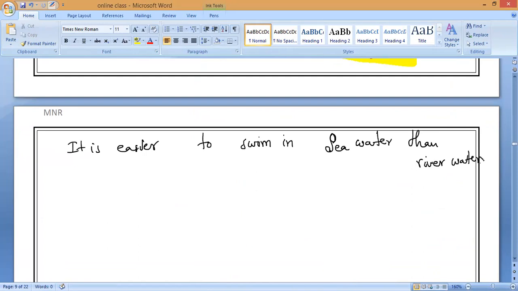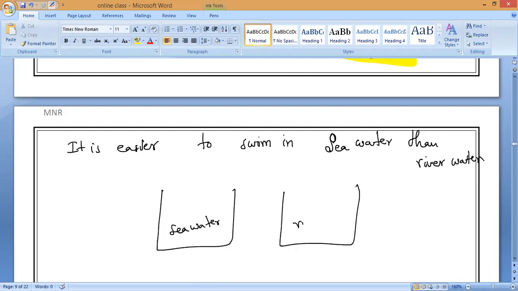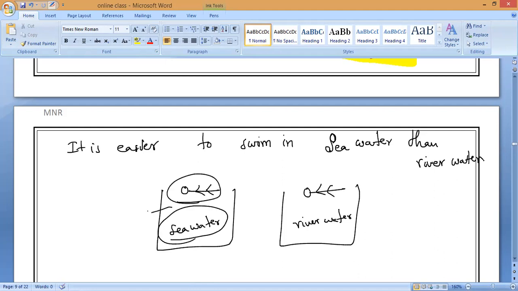Okay, people will think, sir, in a river the water is flowing so we can swim fast. I am not asking about flowing or not. Basically, if I take one beaker of seawater and another beaker of river water, definitely our body has some density. Yes or no, guys? Suppose now Homer is swimming in both cases. Now here the density difference between seawater and Homer is more or less?